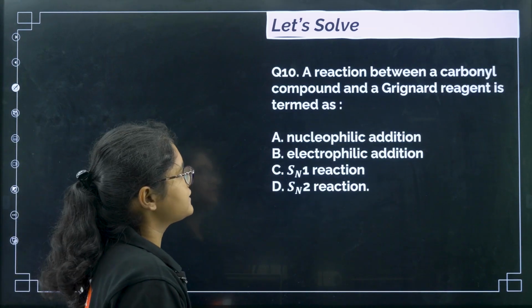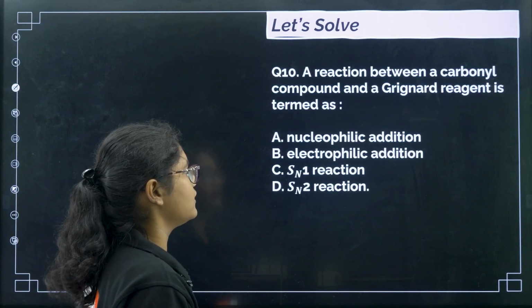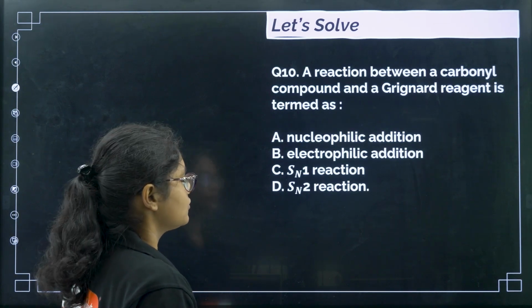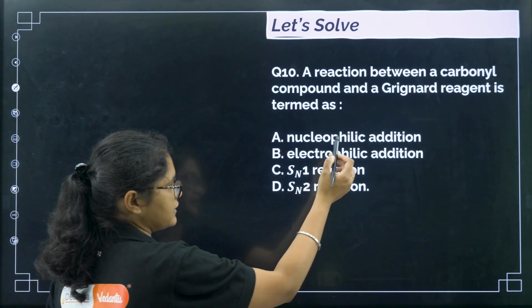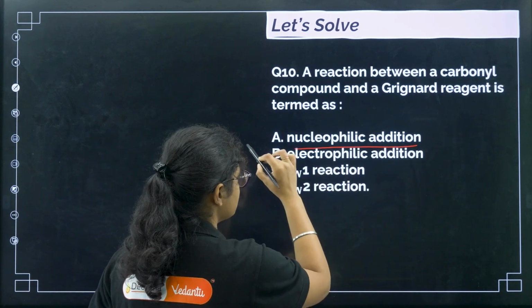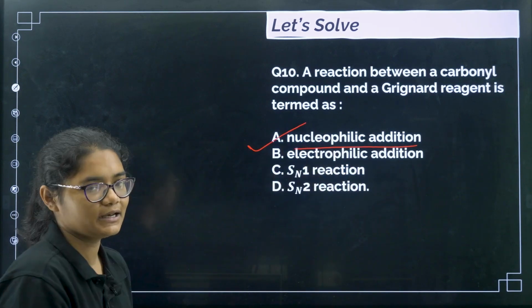Okay. Next, a reaction between a carbonyl compound and a Grignard reagent is termed as. So just now we discussed Grignard reagent addition is a nucleophilic addition reaction. So the correct answer is option number A here.